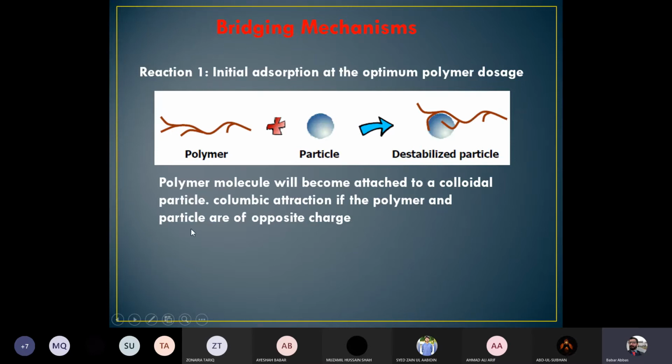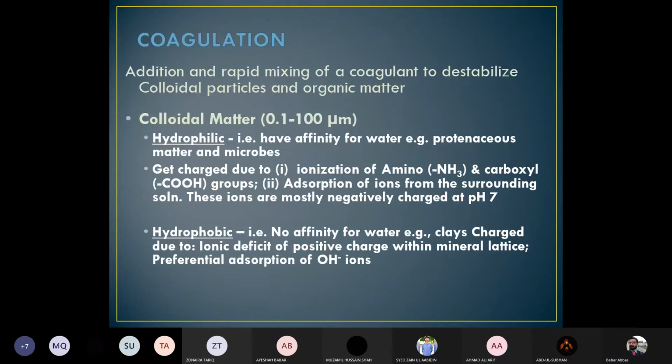Polymer molecules will become attached to a colloidal particle by Coulombic attraction, if the polymer and particle are of opposite charges. Coagulation itself is the addition and rapid mixing of a coagulant or chemical to destabilize colloidal particles and organic matter. Colloidal matters are of 0.1 to 100 micrometer size. These might be hydrophilic, that is, having an affinity for water. These might be hydrophobic, water hating, like bacteria, as discussed earlier.